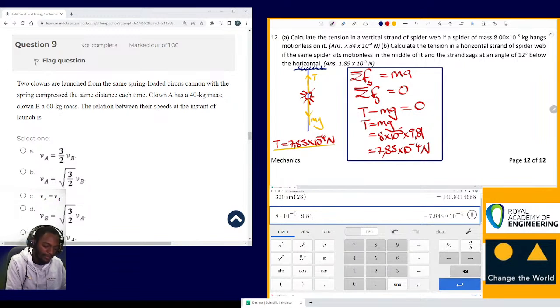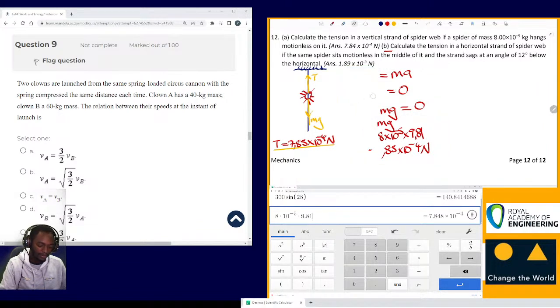Let's move on to part B of that same question. It says calculate the tension in a horizontal strand of spider web if the same spider sits motionless in the middle of it, and the strand sags at an angle of 12 degrees below the horizontal. So we have to sketch this problem.